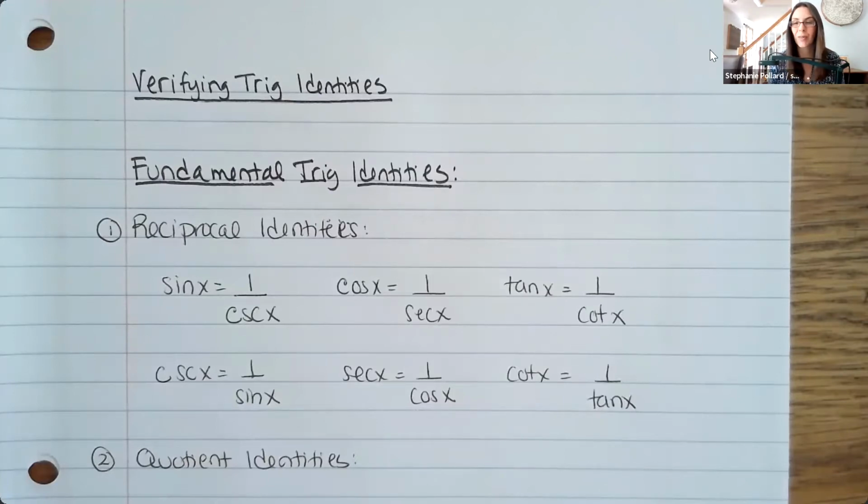You'll see as we go through, it's almost like combining algebra and trigonometry, where we're working with equations a little bit now, and we're trying to manipulate those equations to make them look like the right-hand side. I'll show you, and I think it'll make a little more sense once you see some examples.